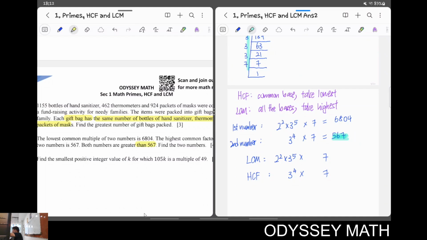That means that our guess is wrong. I purposely made it wrong. So how do we rectify this? We must have both numbers greater than 567. 6804 fulfills the condition, but not 567. So how do we do this then?